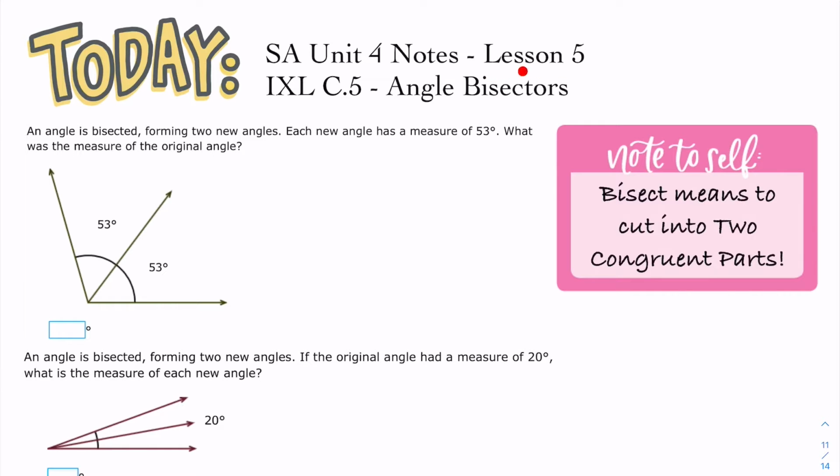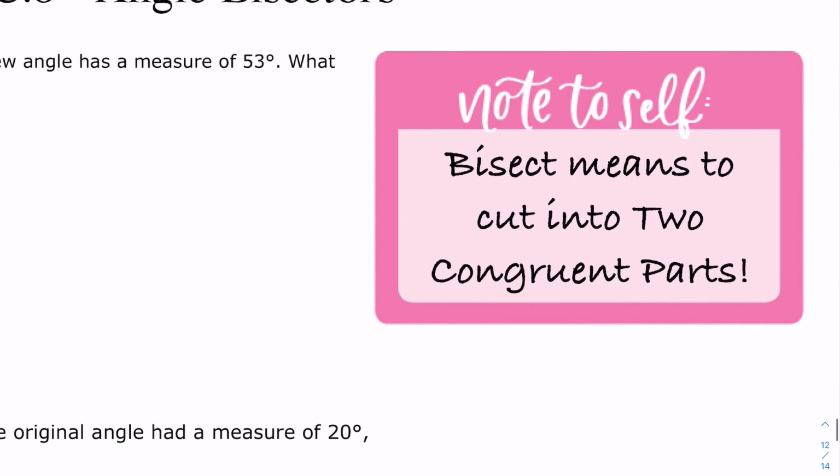This is our last lesson for Unit 4 and it's on IXL C5, which is angle bisectors. So here's a little note to self. Bisect means to cut into two congruent parts.